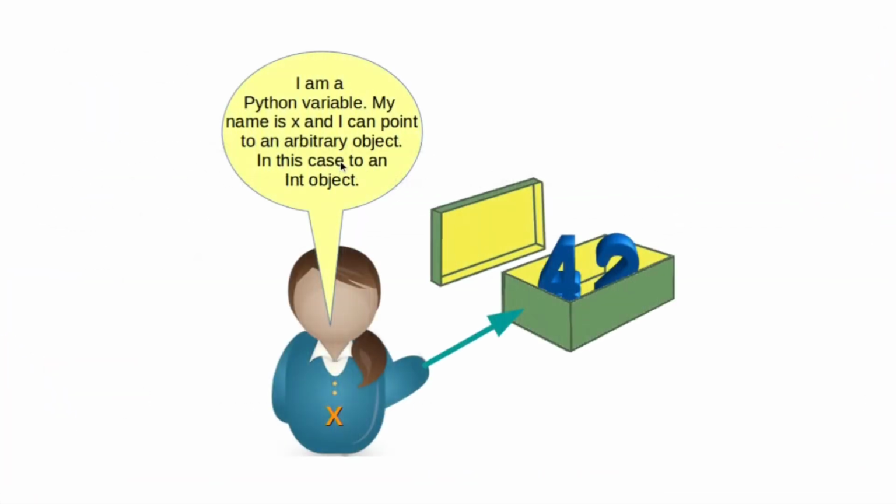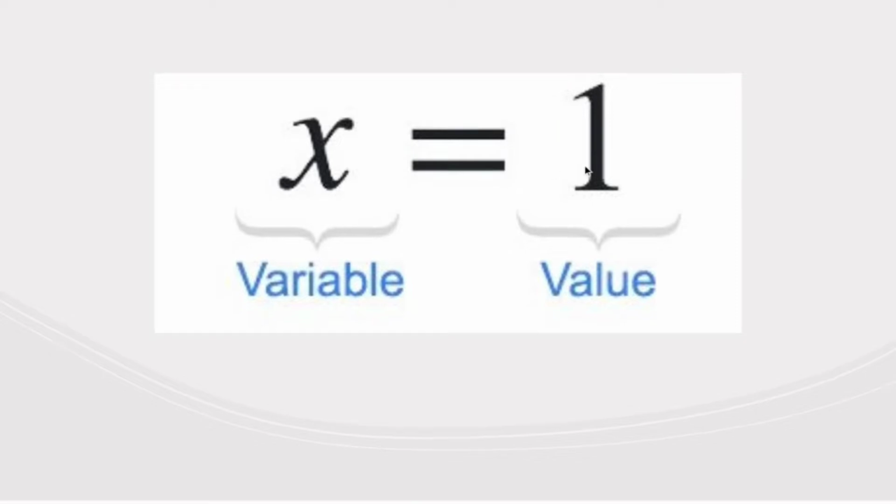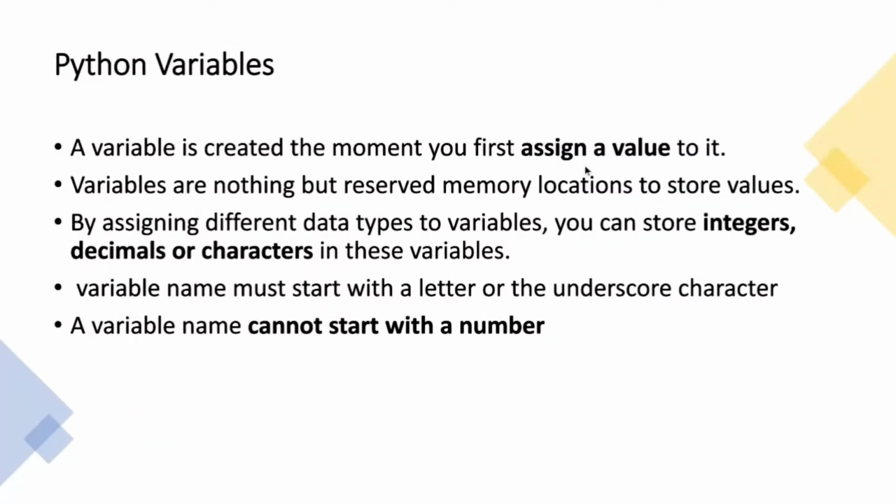So next, let's talk about Python variables. Here x is equal to 1, x is a variable and 1 is a value, the value assigned to the x variable. Python variables are nothing but reserved memory locations to store values.